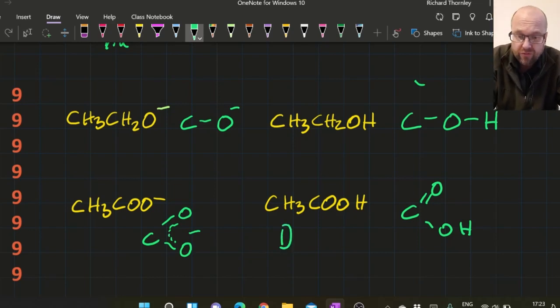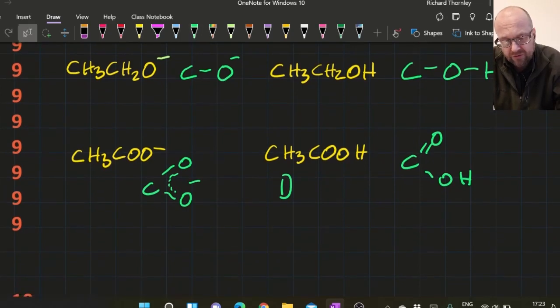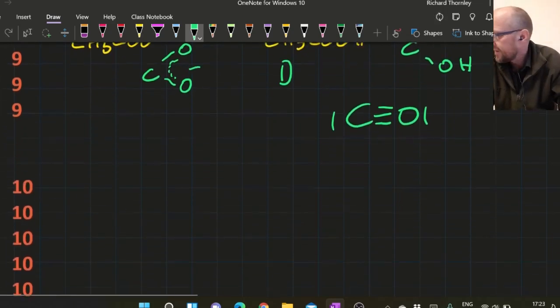Double bonds are shorter than single bonds. Of course, the shortest one would be a triple bond, such as in carbon monoxide, which I thought they were going to go for, but they didn't.